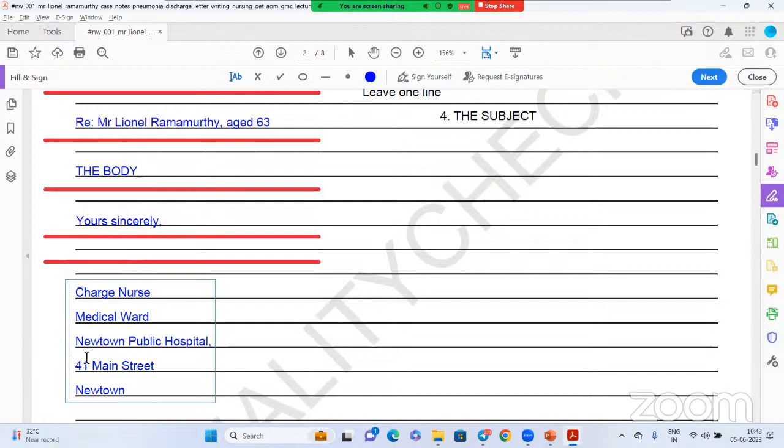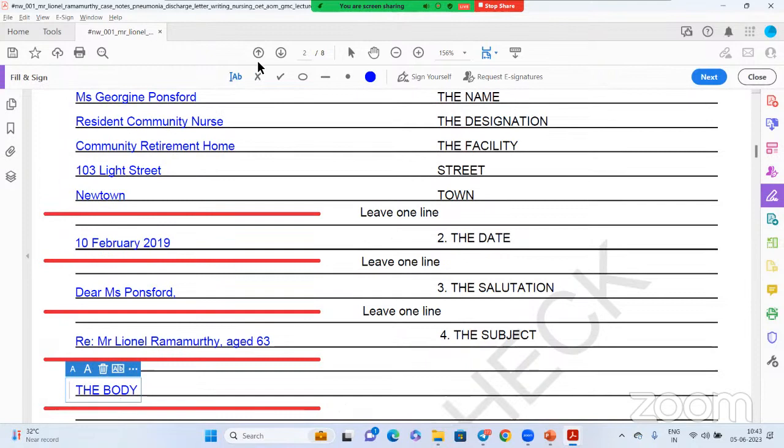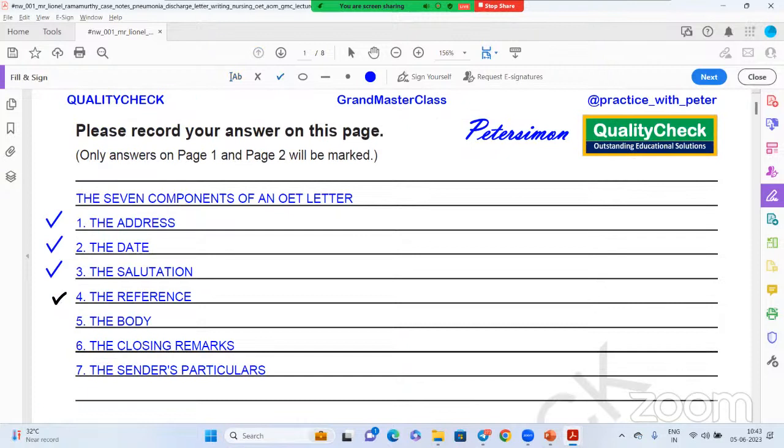So this is how you have to write. So now we will go for the body. We have completed the salutation. Then we have completed the reference, the subject line. Then the body we did not write still. Then we have completed the closing remarks. Then we have completed the sender's particulars. So all these things are finished. Only the body is now remaining.